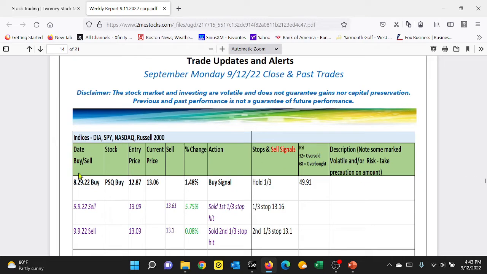It gives the buy date, the stock, the entry price, the current price. Did we sell part of our position or all of it? Where are we at with the position right now? And then we look at the relative strength, thickness, and a few other things. These are pretty good things that you want to keep looking at.